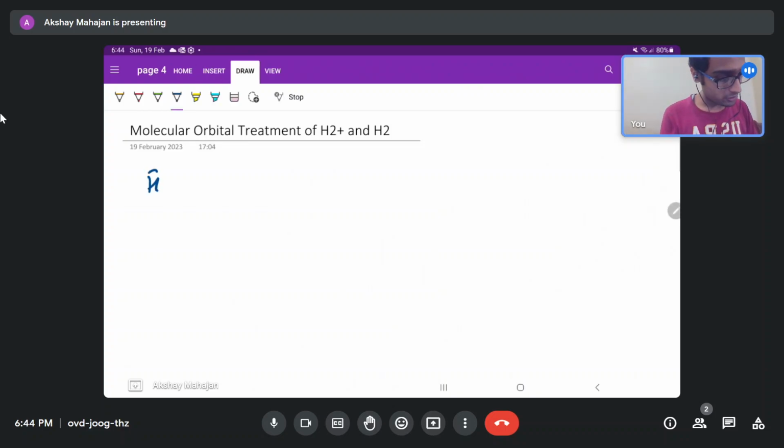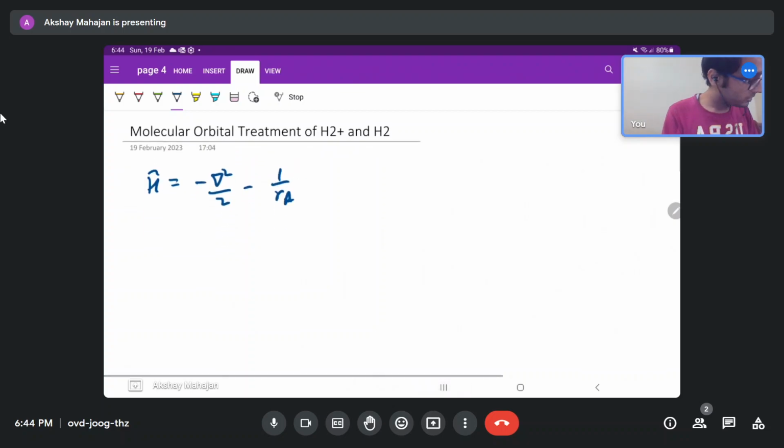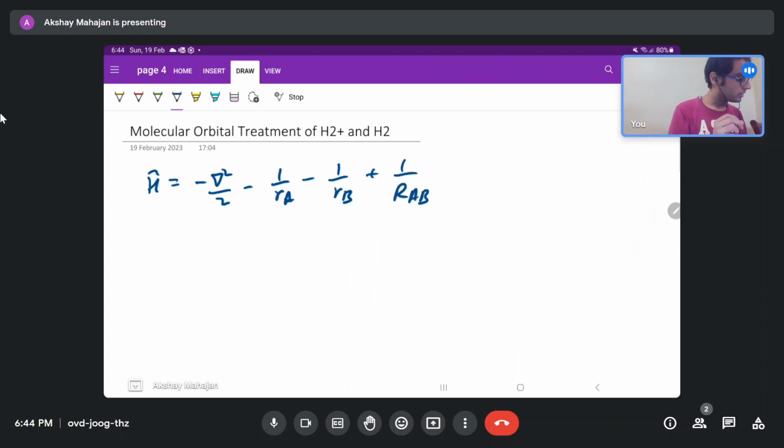Now for the H2 plus, the Hamiltonian that you will have is Ra minus 1 upon Rb plus 1 upon Rab. And here the kind of wave functions that we used were phi 1 equals 1SA and phi 2 equals 1SB.